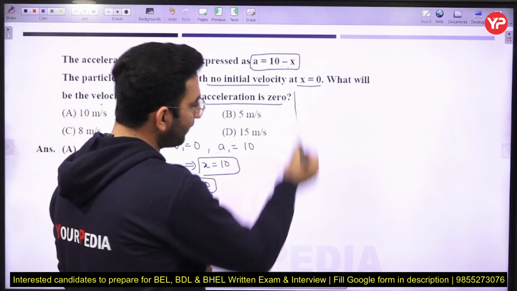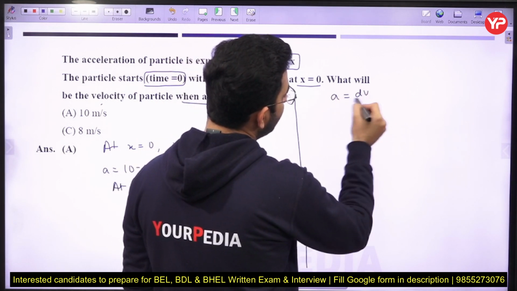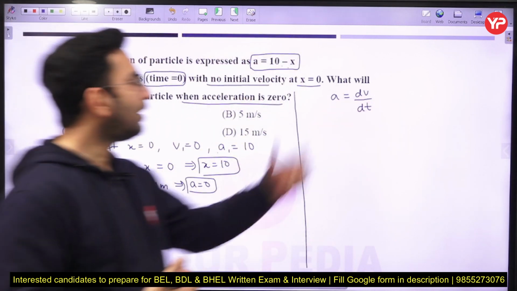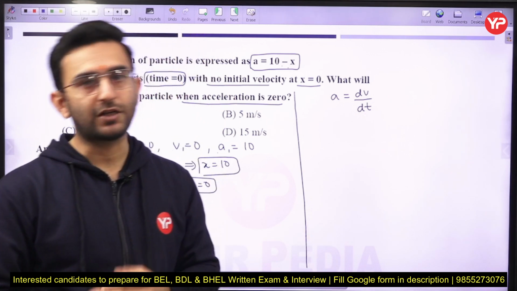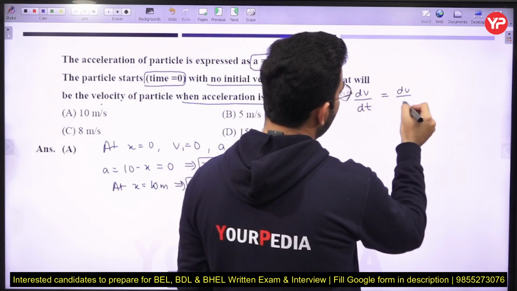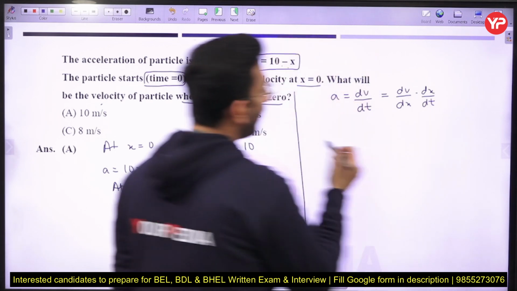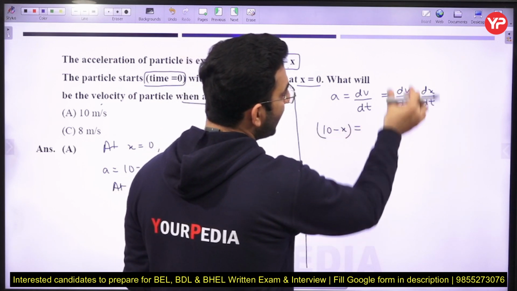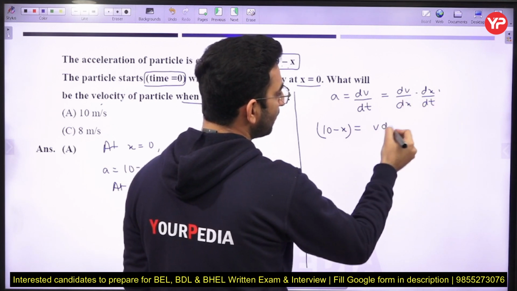First of all, in this case, acceleration is equal to the rate of change of velocity with respect to time. That is how you calculate the value of acceleration. But now the problem is the velocity is not changing with respect to time, the velocity is changing with respect to the distance, and the distance is correspondingly changing with respect to time. So we can say a is equal to dv by dt. It can be written as dv by dx multiplied by dx by dt. You already know the acceleration is given as 10 minus x. dv by dx you don't know, but the rate of change of displacement you already know, it is equal to velocity.